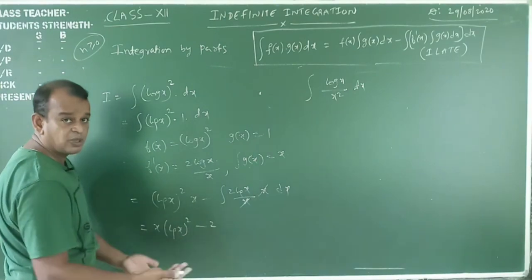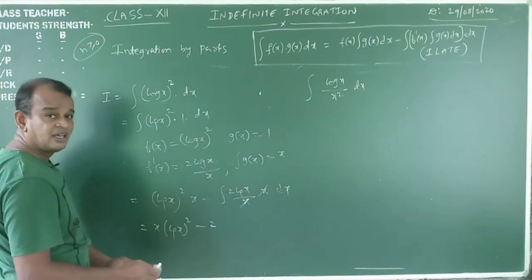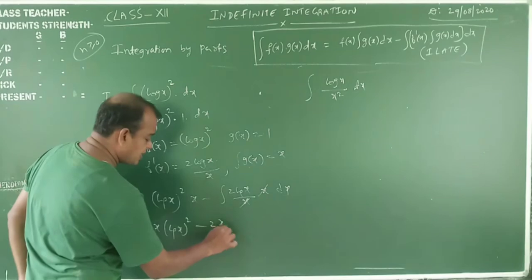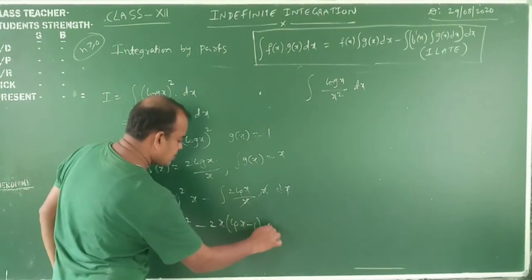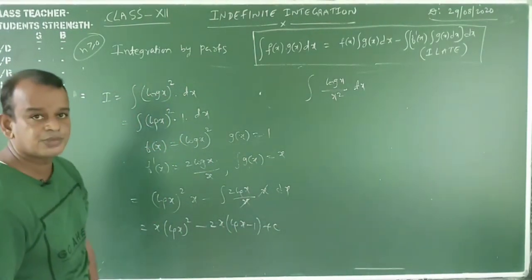Already explained the formula. What is the formula? Integral of log x dx is x into log x minus 1. x into log x minus 1 plus c. In this way we will complete the problems.